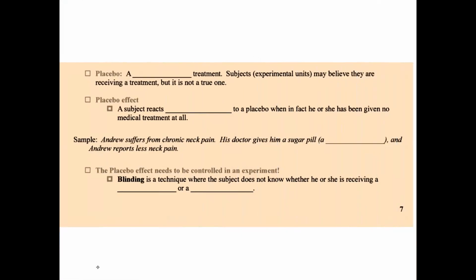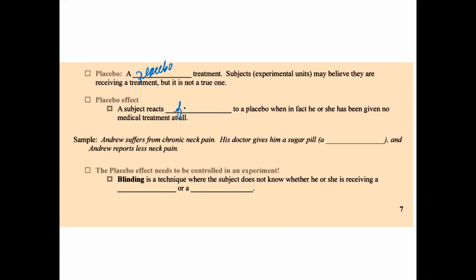Okay, next word that we're going to go over is a placebo. A placebo is a treatment that the subject or experiment unit may believe they are receiving, but it's not a true one. So if I was in the control group, I don't want the people in that group to think that they are in the control group. So rather than giving them, to see if aspirin actually does reduce your rate of heart attacks, I might give them, I don't know, a sugar pill or maybe a Tic Tac to make them think they're actually taking the medicine, but really they're not.